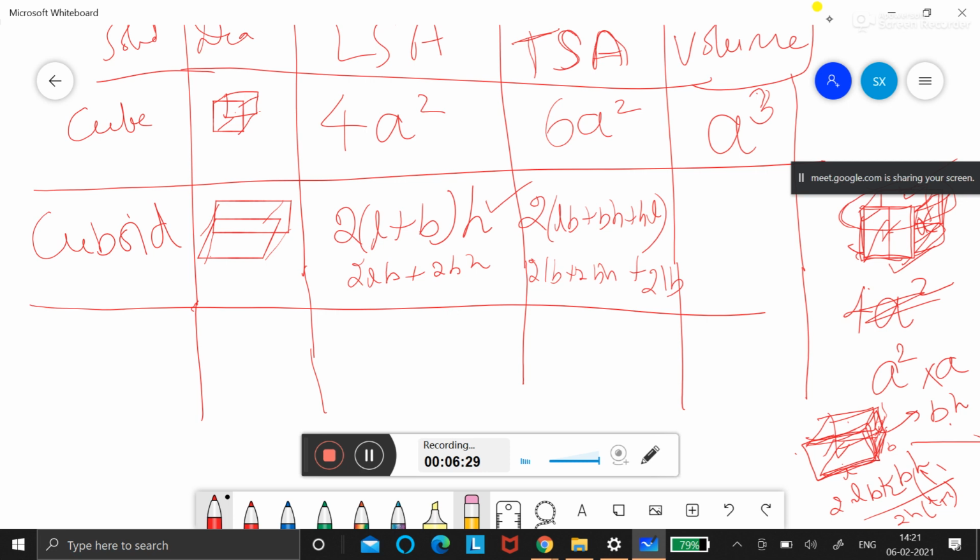So what is the TSA of a cuboid? 2 into LB plus BH plus HL. What is the total surface area of a cuboid? 2 into the whole thing. Put a bracket: 2 into (LB plus BH plus HL). Do you understand? So this is the total surface area.